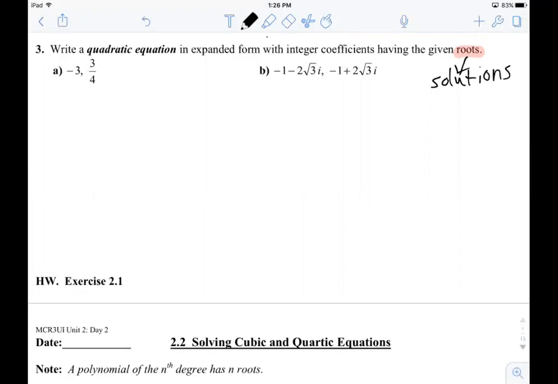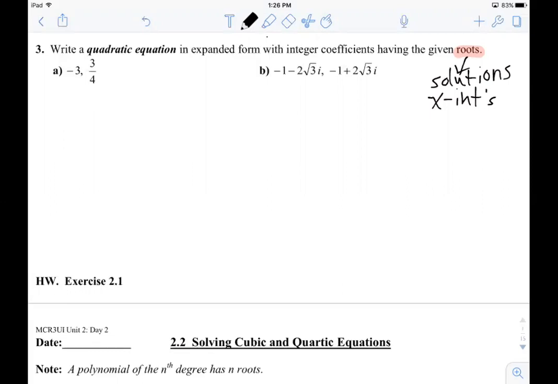And actually, these are also equivalent to the x-intercepts if we were to graph this on an xy grid. So we won't worry so much about them being x-intercepts right now. That'll come into play more when we get into some more graphing stuff in future units. But it's really important to remember that roots does mean solutions.